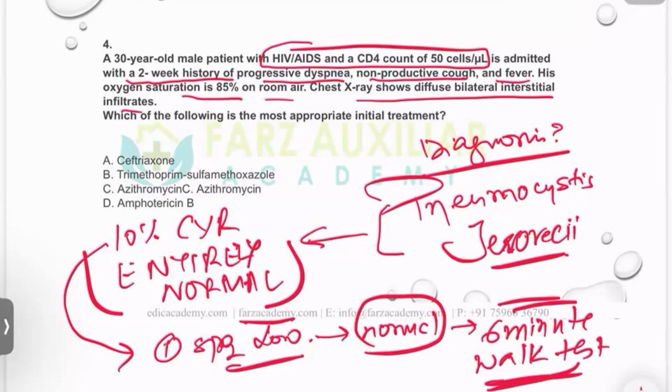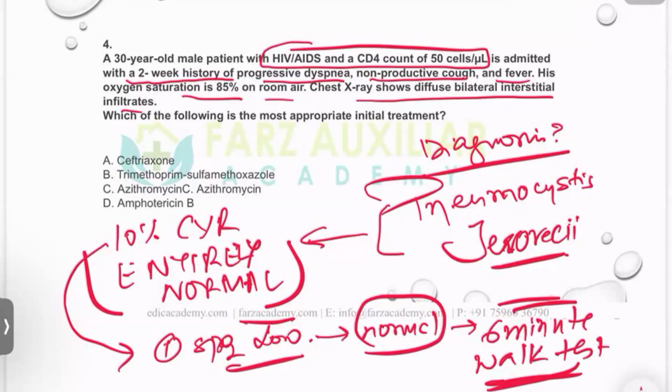The 6-minute walk test has been there since ages, and only during COVID time did we come to know about this. What will happen in the 6-minute walk test? PO2 drop. Hypoxemia. Yeah, the patient will have decreased saturation.